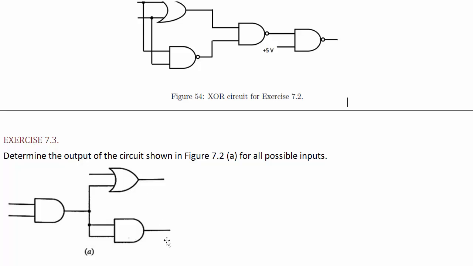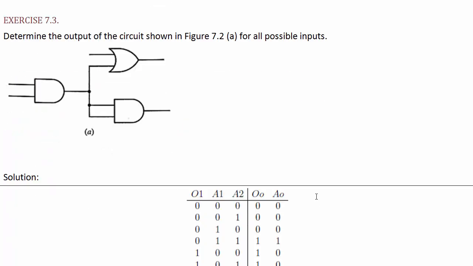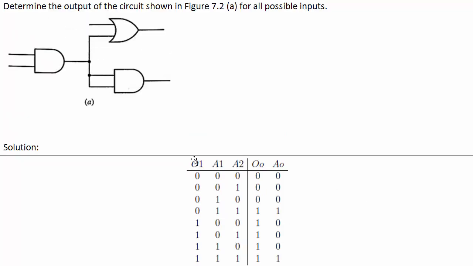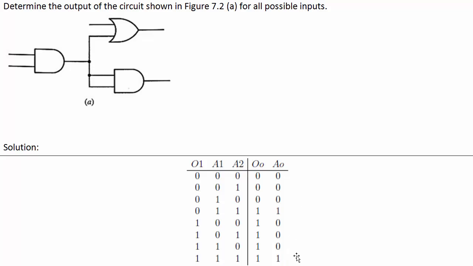Okay, determine the output of this circuit for all the possible different inputs. We've got 3 different inputs, this one, and this one. So make a truth table of all those inputs. There's 8 possible inputs, and figure out what the outputs are. Okay, so here we've got the inputs to the OR, and the first 2 inputs to the AND. So you should get something like this.